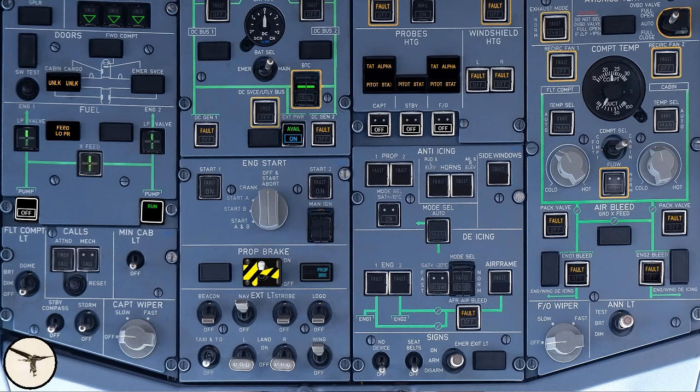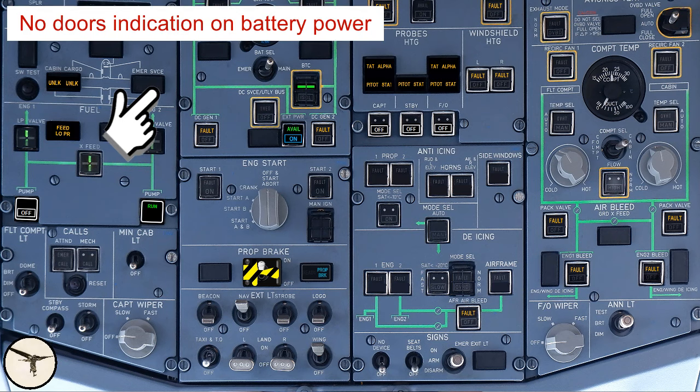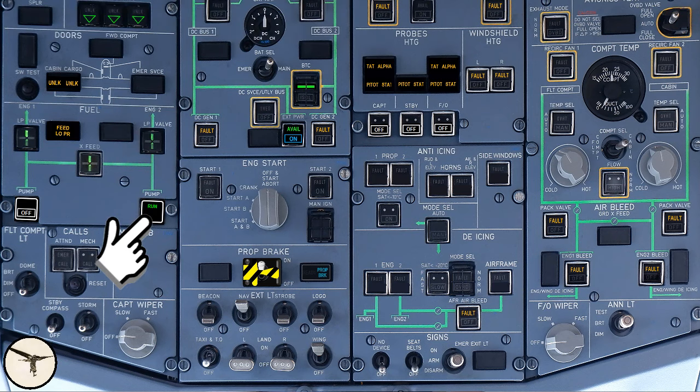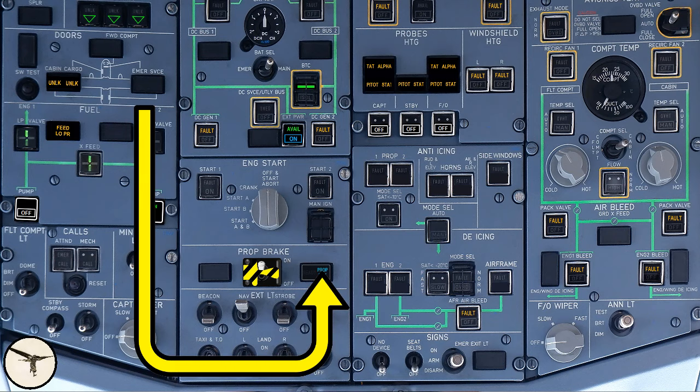This is how you start engine number 2 in hotel mode. Check that the service door is closed, fuel pump on, wing lights on. This informs the ground crew to stay clear of the propellers. Propeller brake on. We call this the U-flow and we do it by memory.